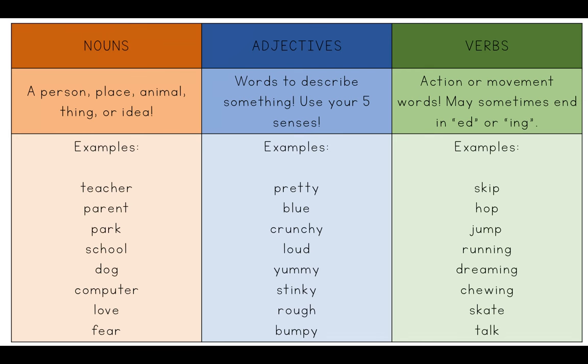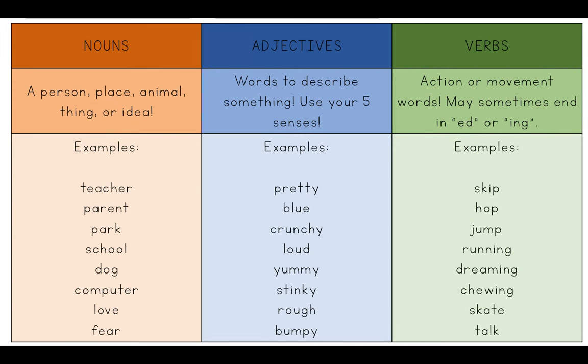Nouns are a person, place, animal, thing, or idea. Examples are teacher, parent, park, school, dog, computer, love, and fear. When we talk about nouns being an idea, think about love or fear. It's like a bigger idea, not like you had an idea in your head to make something for dinner, but the idea of love. It's not something that you can reach out and touch, but it's something that you have in your heart.